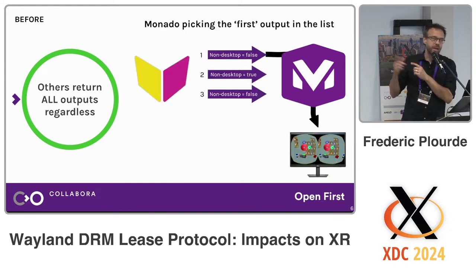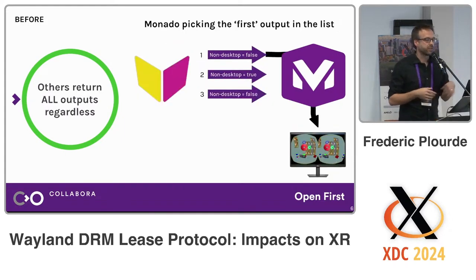On the other end of the spectrum, you find all of those compositors, for example Labwc here, which are just not going to care, right? They're just going to offer all the DRM outputs for lease, and then you get to pick, you get to choose whatever works for you. And this is kind of the ideal case from the XR compositor point of view, because you can choose and make your own decisions, right?